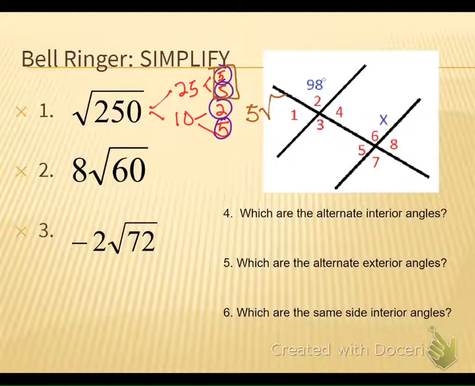What doesn't have a buddy? The 2 and the 5. We multiply those together, we get 10. Okay, next up we have 60.